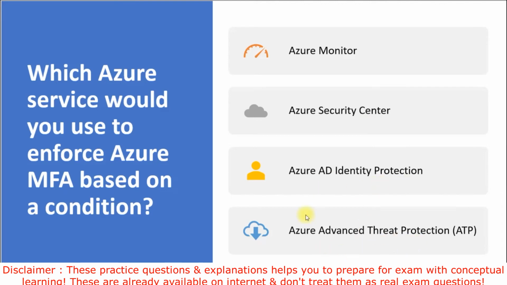As we already discussed these services earlier, what exactly is Azure Monitor? It monitors the resources and sends alerts. Azure Security Center secures our environment, and Azure AD Identity Protection helps us protect our identity with the help of multi-factor authentication, which is what is asked in this question. So we will go with this option here. This is our right choice for this question. And lastly, Azure ATP is used for threat protection for our environment. So for this question, we will go with Azure AD Identity Protection.